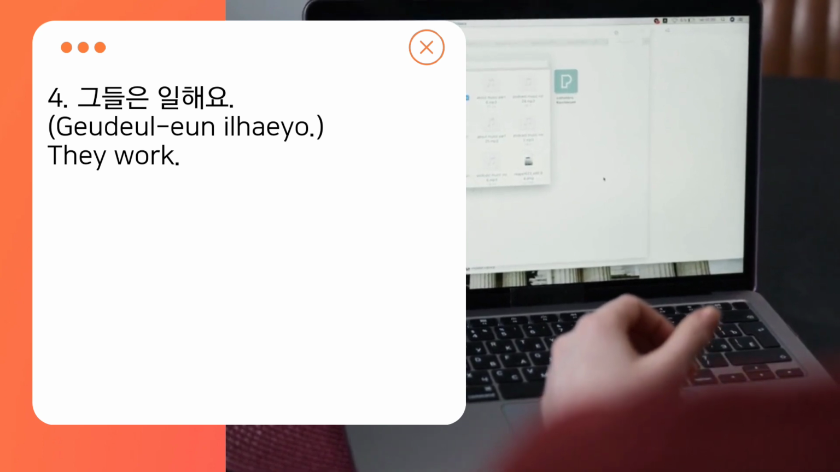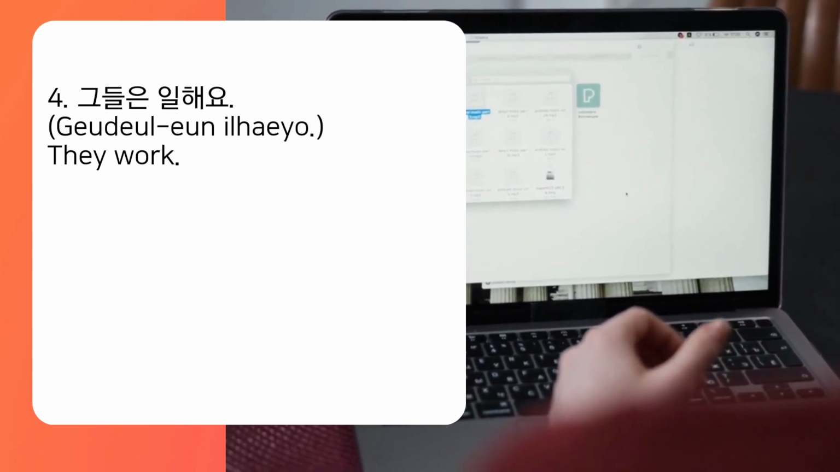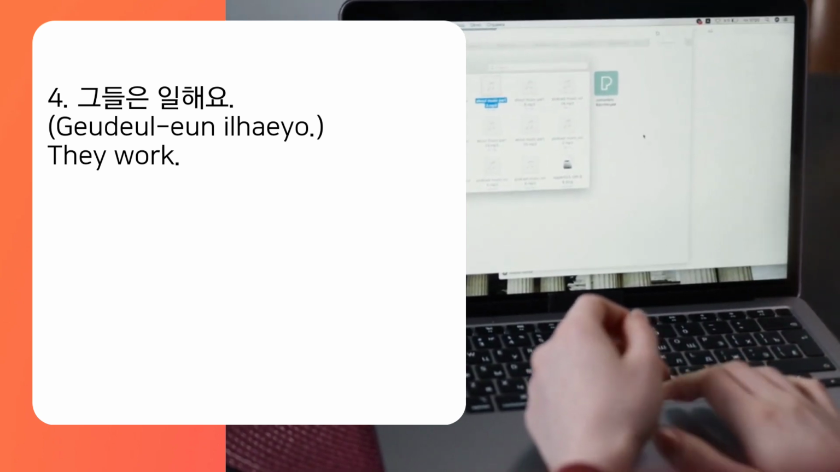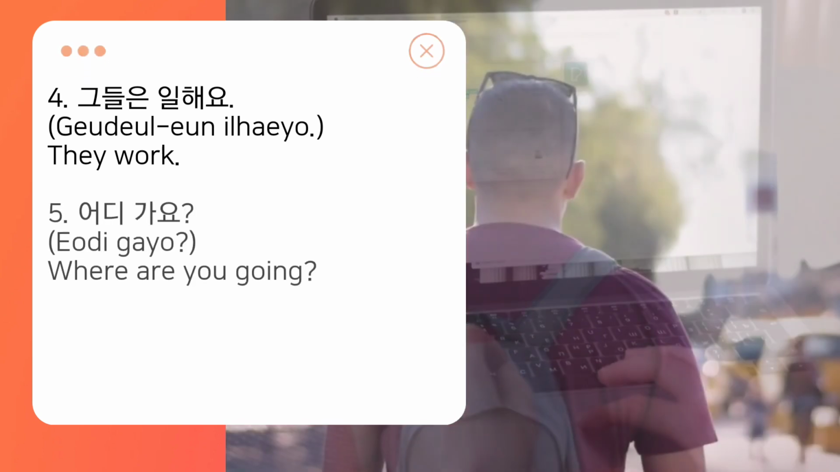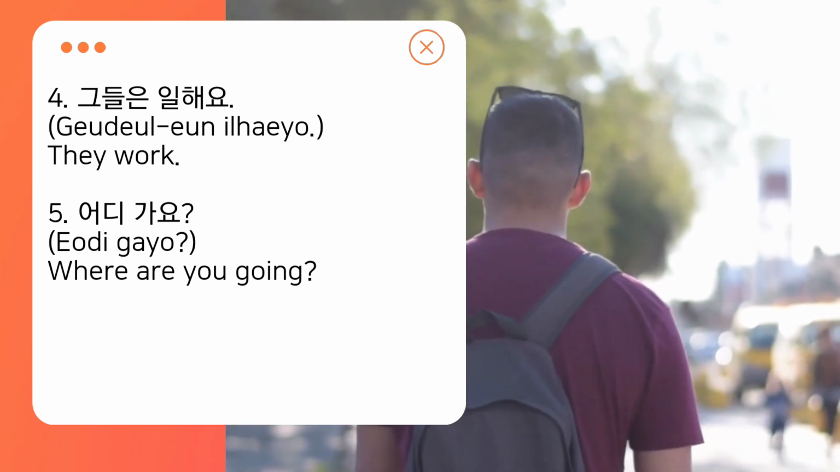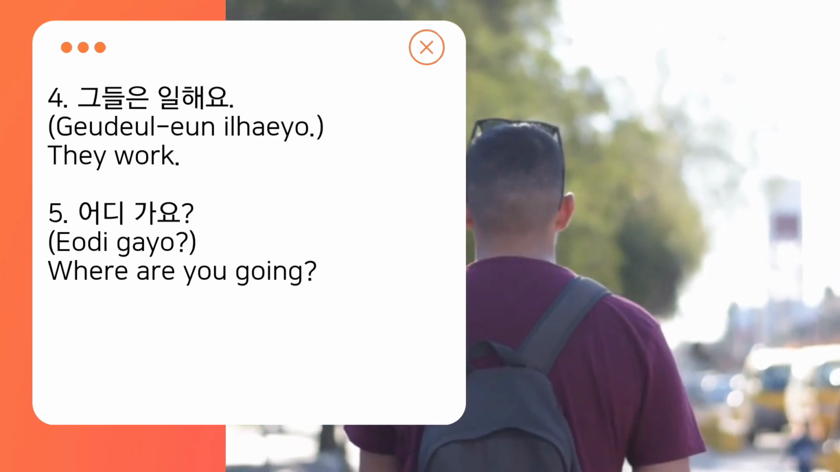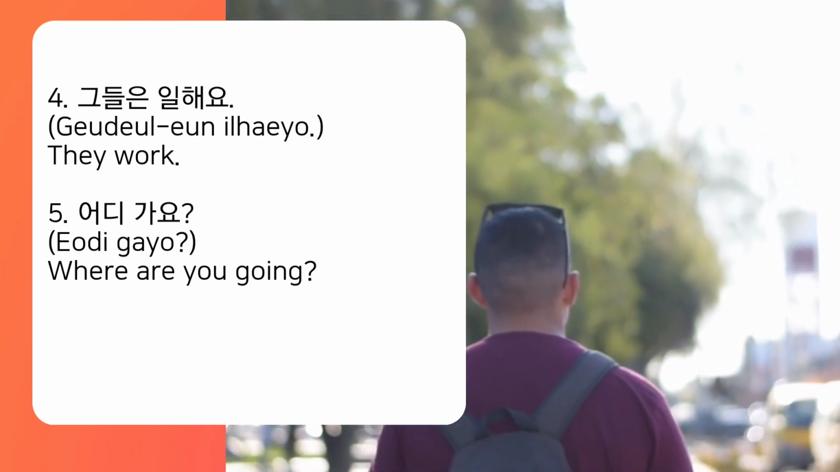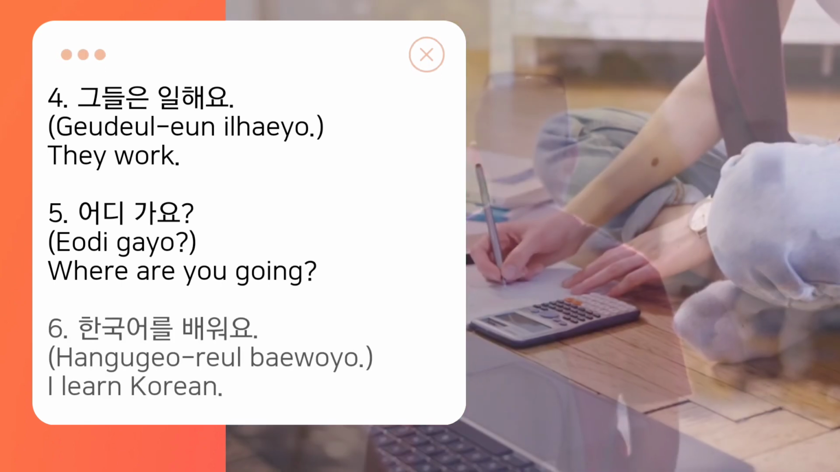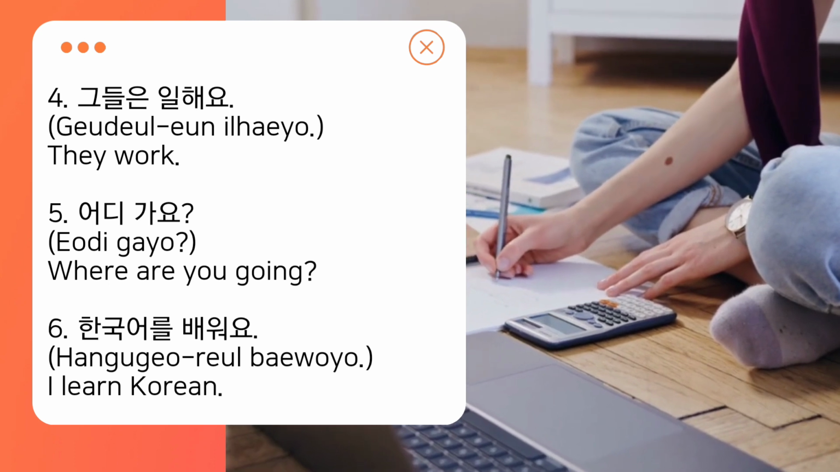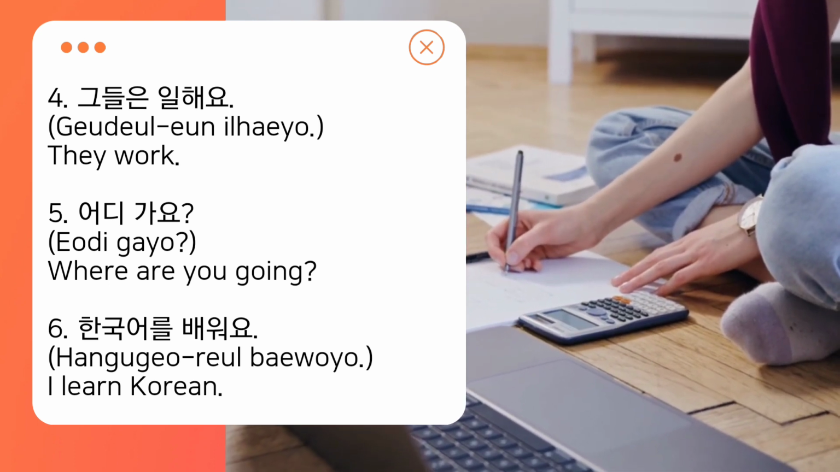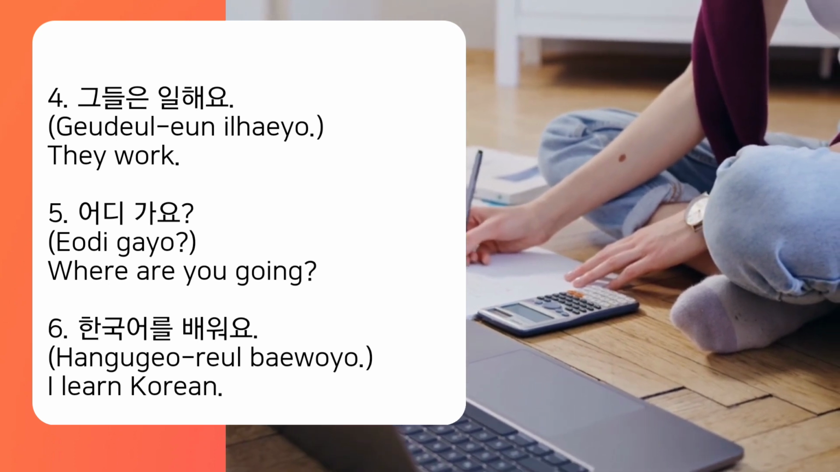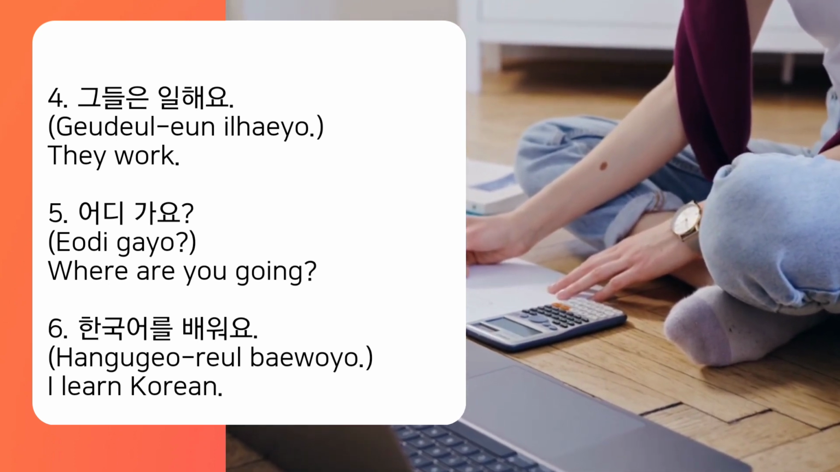그들은 일해요. They work. 어디 가요? Where are you going? 한국어를 배워요. I learn Korean.